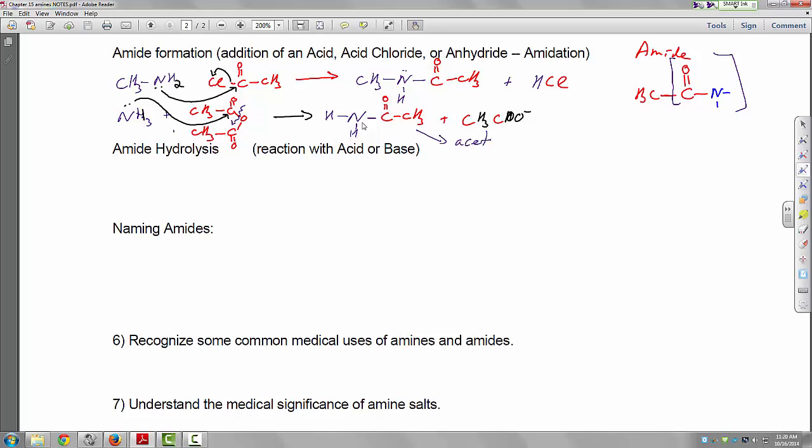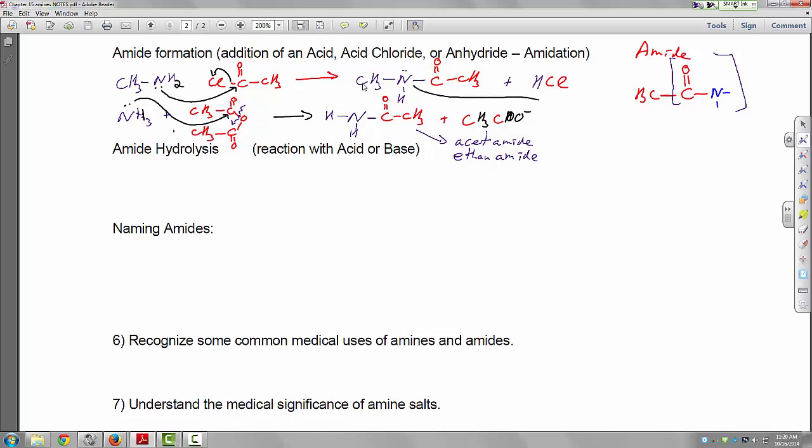Acet for acetic acid, and then simply amide. Or for IUPAC, ethanamide. Ethanoic acid becomes ethanamide. Now this compound up here, again, it started with acetic acid, but actually the acid chloride here, but it's still 2 carbon. So 2 carbon acid is acetic acid, so it's going to be acetamide, but we have a methyl group attached to the nitrogen.